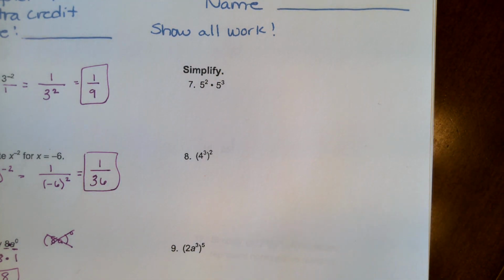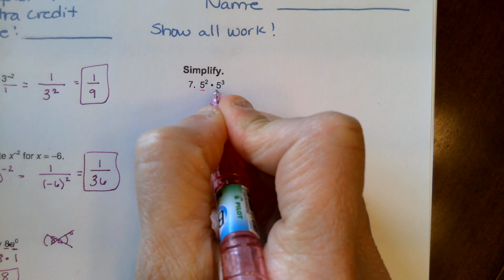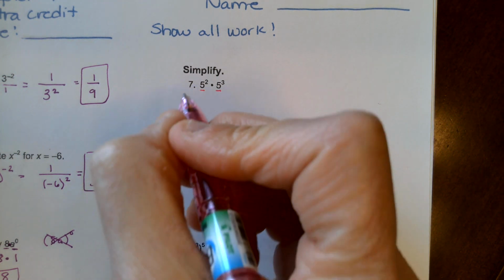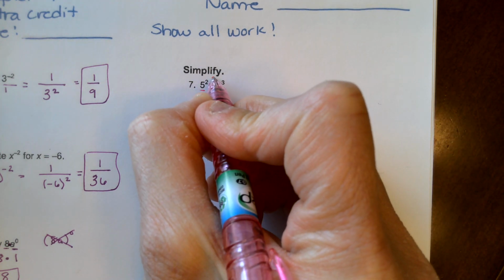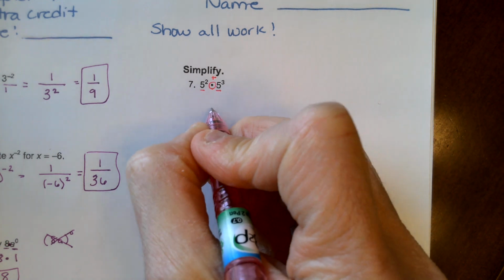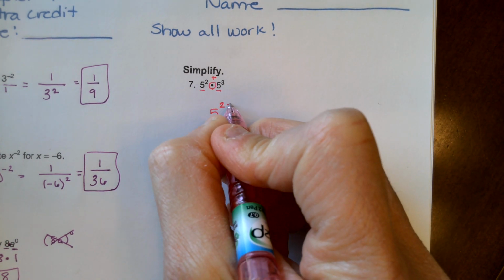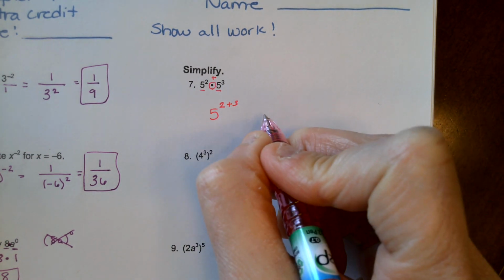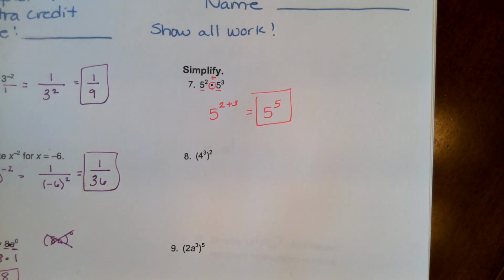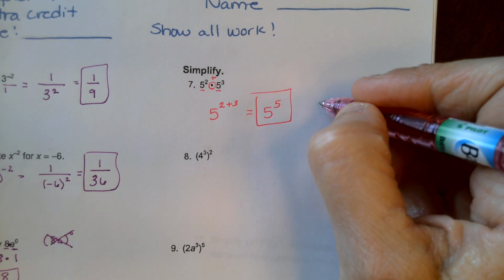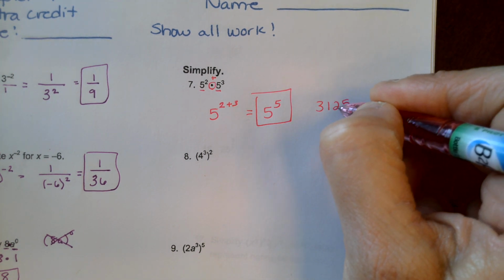New color. Let's look at that one. Same base, and they're multiplied. So what do I do with powers? We add the powers. So it's going to be 5 raised to the whatever 2 plus 3 is. In this case, it's 5 as well. Then you can just leave it like that. That's fine. If you wanted to expand it out, that's fine as well.